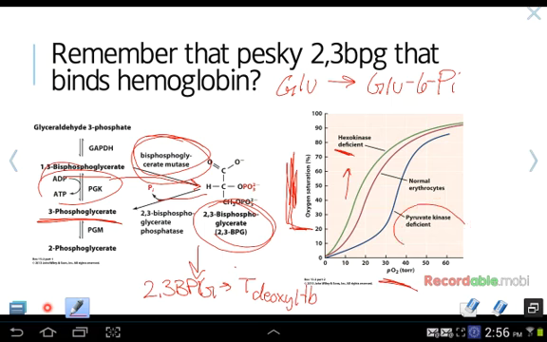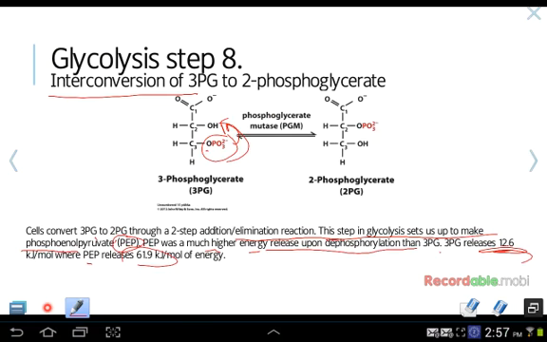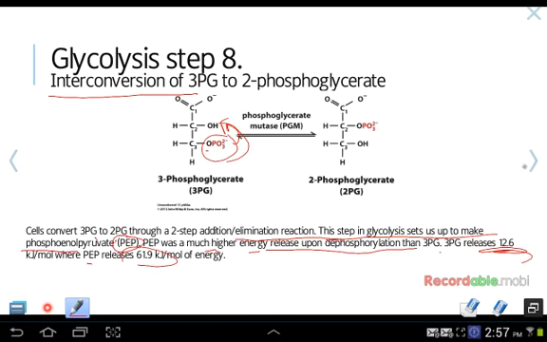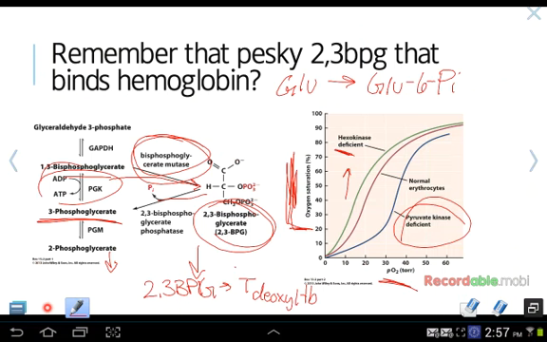However, if we have pyruvate kinase deficiencies, so pyruvate kinase is further down in the, isn't this pyruvate kinase? No, that's phosphoglycerate kinase. Okay, pyruvate kinase is further down in glycolysis. It's one of the last steps of glycolysis. So if that's deficient, we'll actually get a buildup of metabolites occurring.